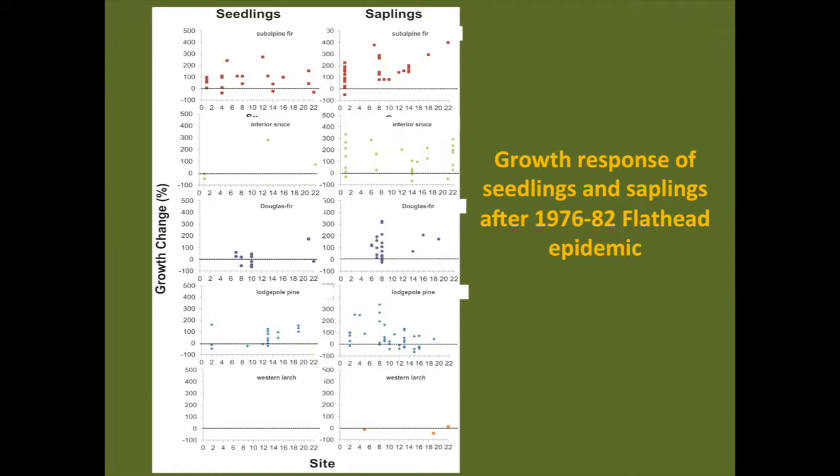Seedlings and saplings, the ones that were alive but less than, I think seedlings are less than 1.3 meters tall and saplings are taller than 1.3 but smaller than 10 centimeters DBH at the time of the epidemic. And so they all released and grew pretty well too, except for, again, larch. Not a real good sample size on larch, but the 3 individuals that were out there didn't do too well.